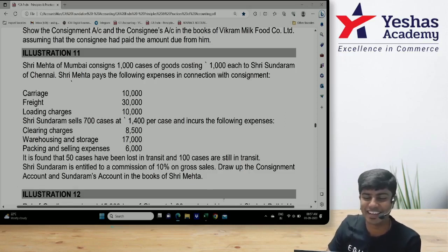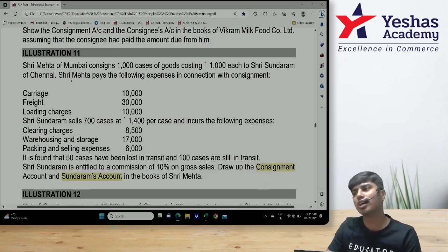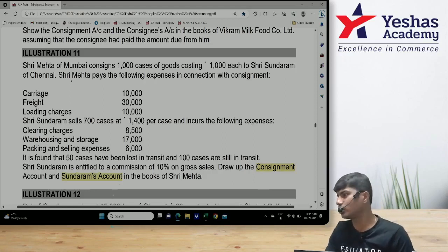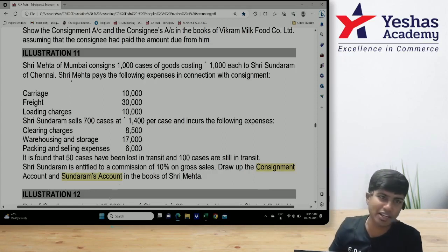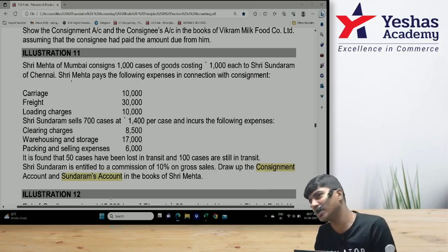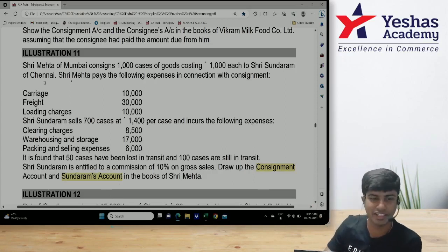What do they want? Come to the last line. They want you to draw consignment account and Sundaram account. Sundaram is consignee. So there is two ledgers. One is consignment account, second one is consignee account. Shall we draw? Very good.